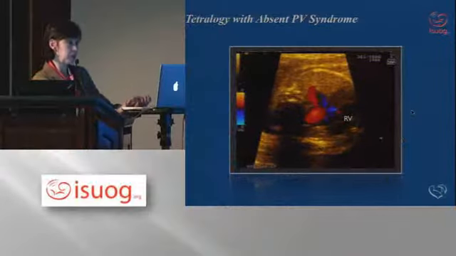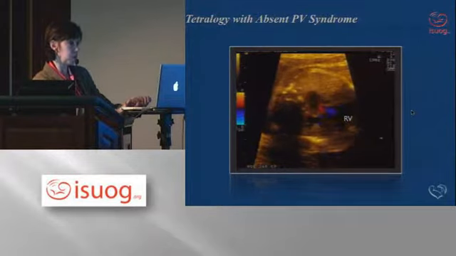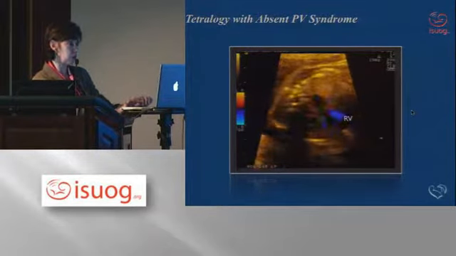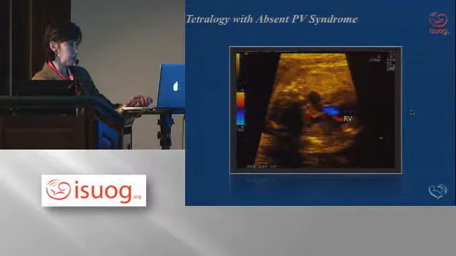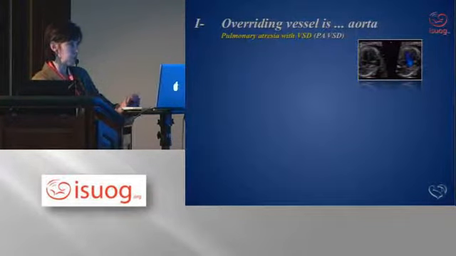We need to try and specify how the flow is getting into the pulmonary artery. Is it forward flow? Is it reverse flow? Or do we have an absent pulmonary valve syndrome?